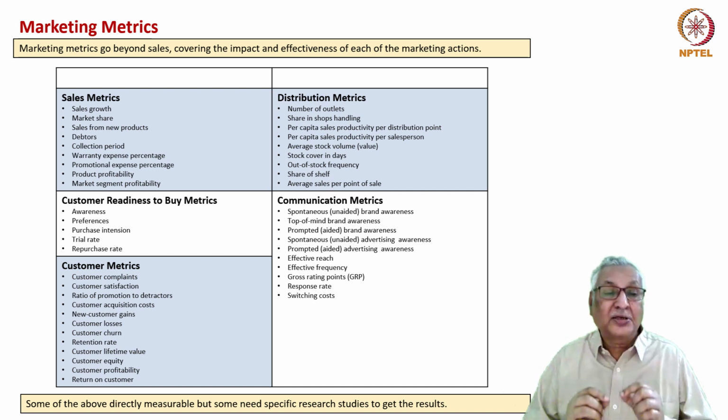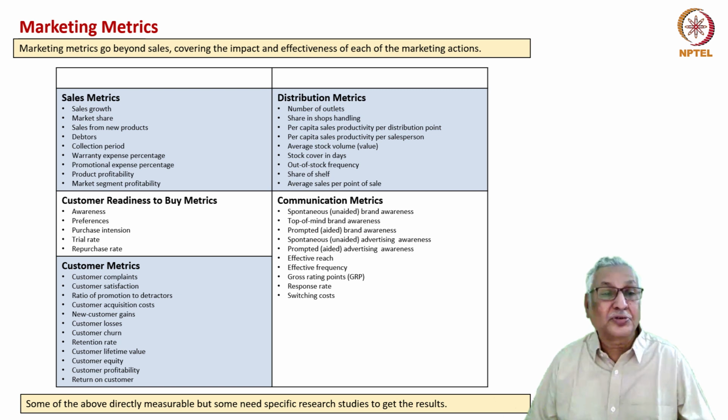And the impact and effectiveness of each of the marketing actions will be understood by marketing metrics. There are sales metrics which are very usual and which are well understood: sales growth, market share, sales from existing products, sales from new products, debtors, collection period, warranty expense percentage, promotional expense percentage, product profitability, market segment profitability. All of these things add to revenues and profitability. But more things are required for a good marketing metric system.